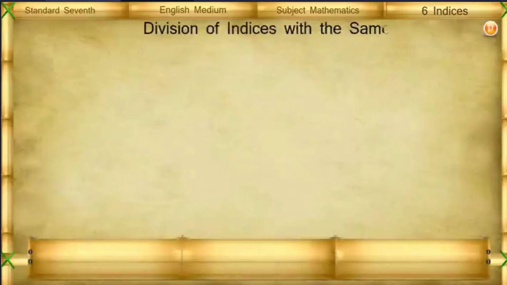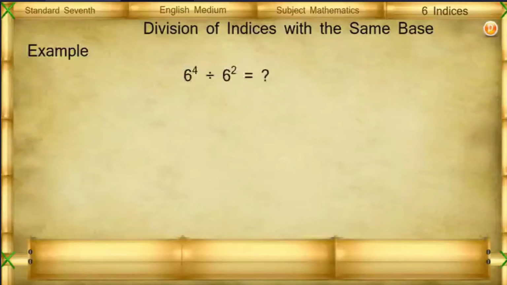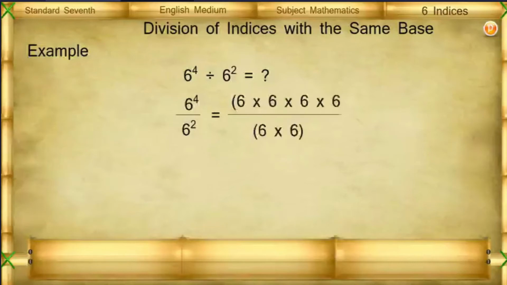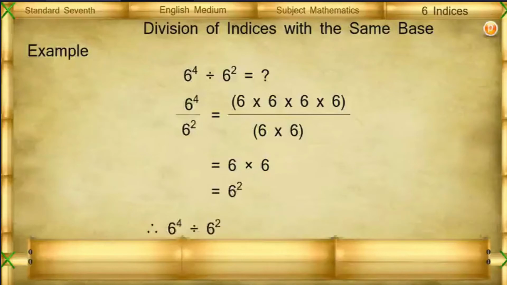Division of indices with the same base. Example, 6 raised to 4 divided by 6 raised to 2 is equal to 6 raised to 4 upon 6 square is equal to 6 into 6 into 6 into 6 upon 6 into 6, which is equal to 6 into 6, which is equal to 6 square. Therefore, 6 raised to 4 divided by 6 square is equal to 6 raised to 4 minus 2, which is equal to 6 square.